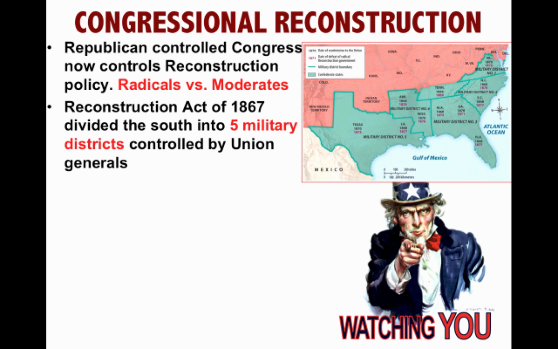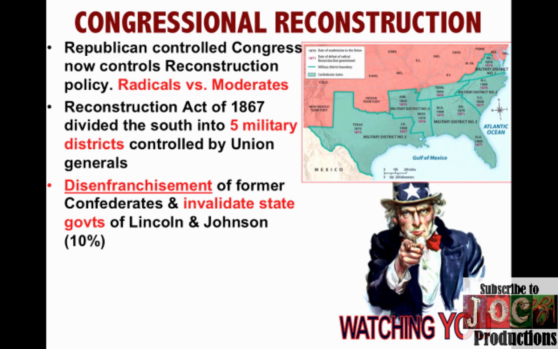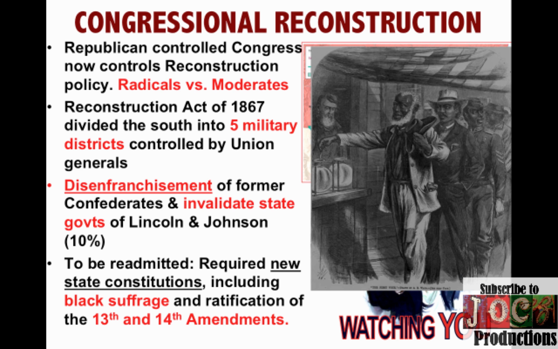And this is a hugely important phase in Reconstruction because you have federal power being brought into the South to bring about social and economic change. Southern former Confederates were disenfranchised. All of those Lincoln and Johnson governments, the 10% governments, were ruled invalid. And to be readmitted, Southern states had to create a new constitution that included the right of black suffrage for black men. This is going to be controversial.